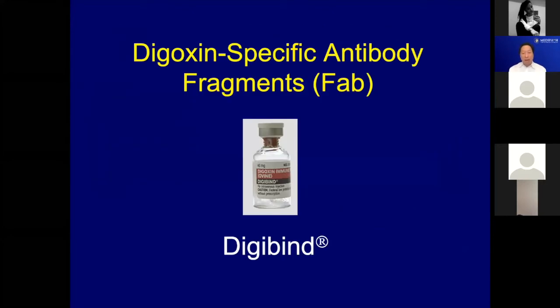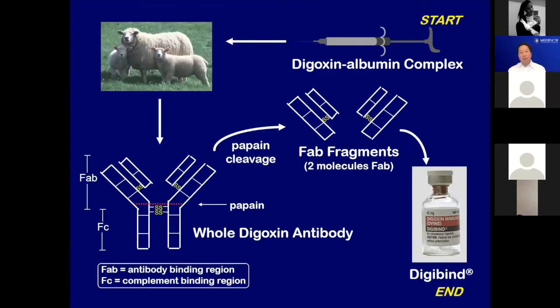We give them Digibind, or we call it DigiFab as the newer one. And how does it work? Next slide. So you basically immunize sheep with the digoxin albumin complex. The sheep mount antibodies to this antigen, and you phlebotomize them, you take out their blood, and then you retrieve the whole digoxin antibody, and then you use papain to cleave it, and that gives you the FAB fragments, and the FAB fragments is what you put in the vial to be administered.